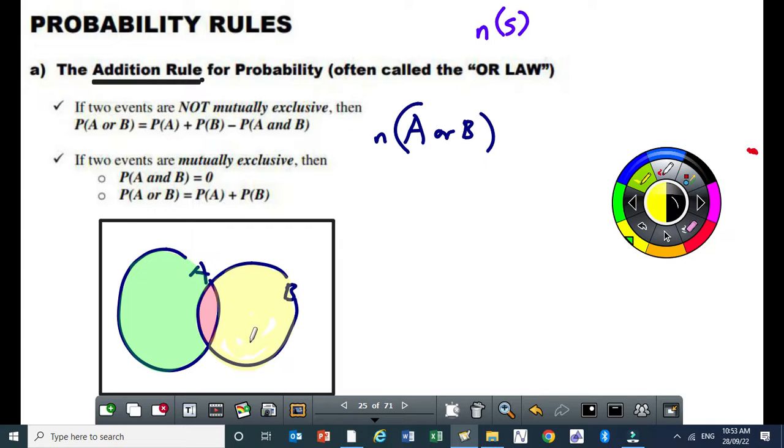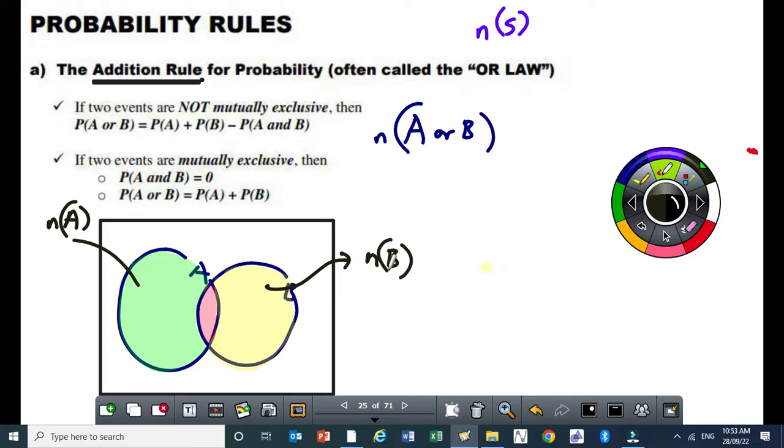So this area here that I'm shading, that's the area for B only. Okay? That's the area for B only. So if I have elements in this area here, that's NA. It will be NA. This one here, that's NB. Okay? Right? Are you following that?